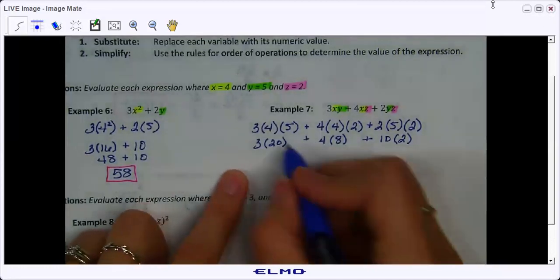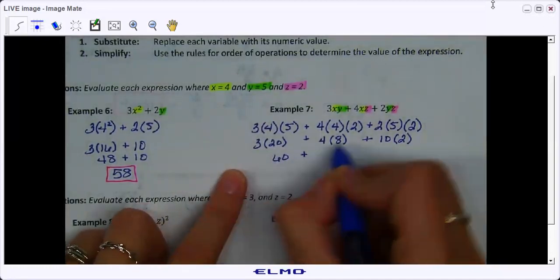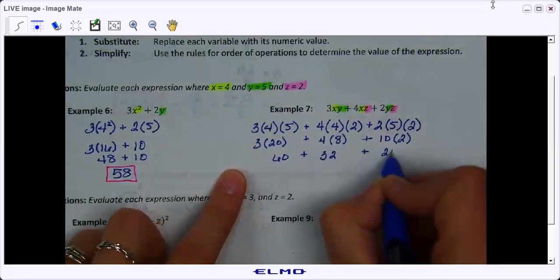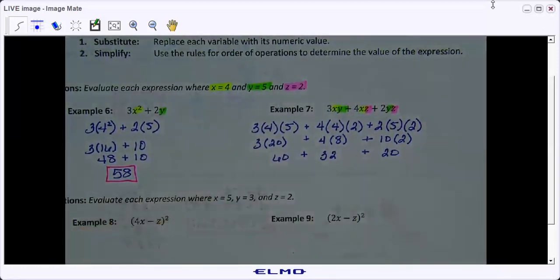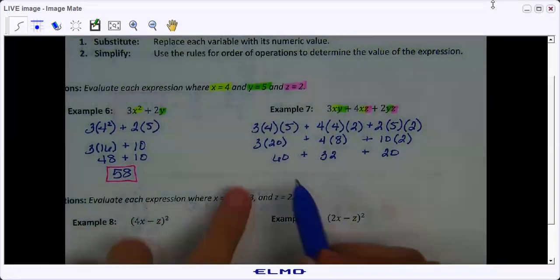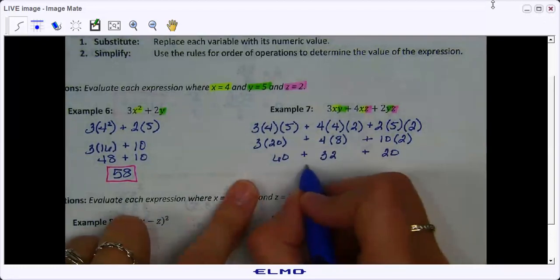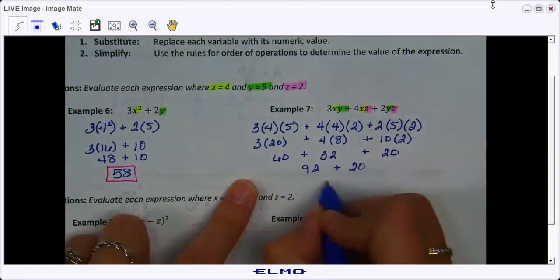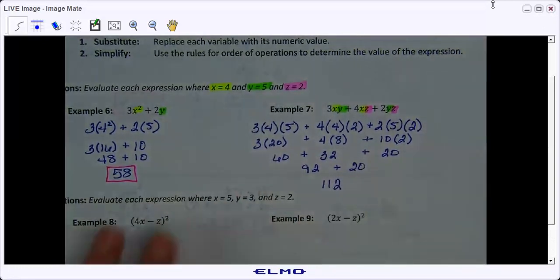3 times 20 is 60. 4 times 8 is 32. And 10 times 2 is 20. Any questions so far? Okay, now I'm going to start adding. 60 plus 32 is 92. And 92 plus 20 is 112. And so that would be our final answer.